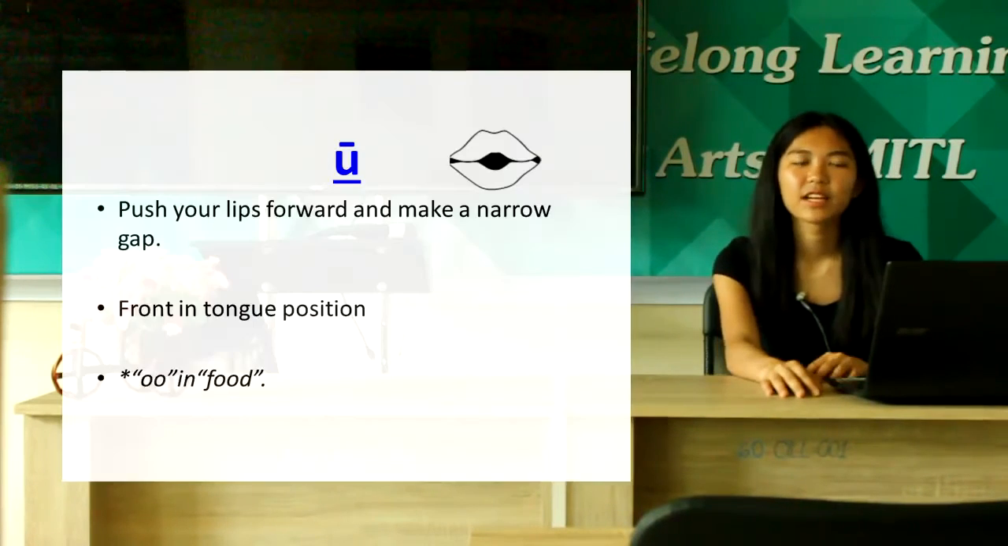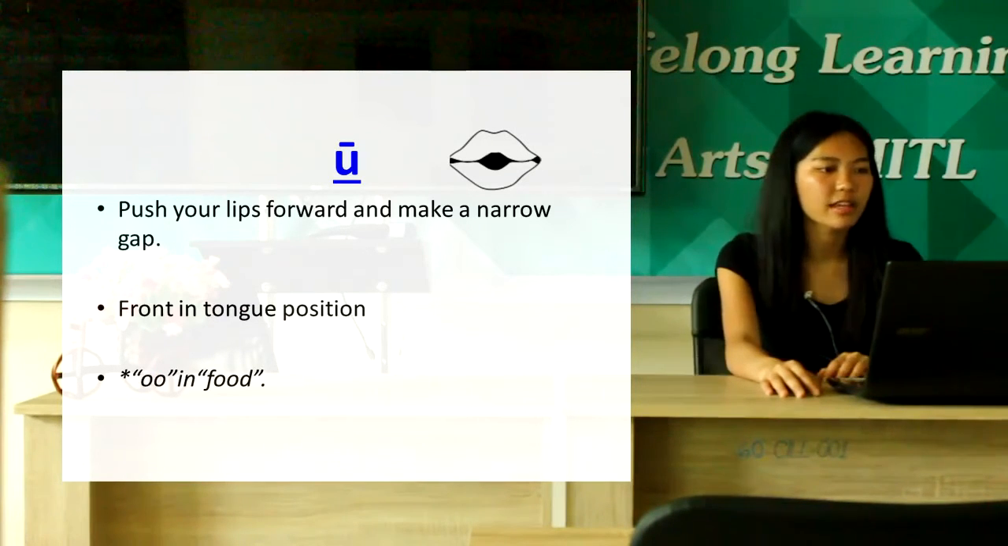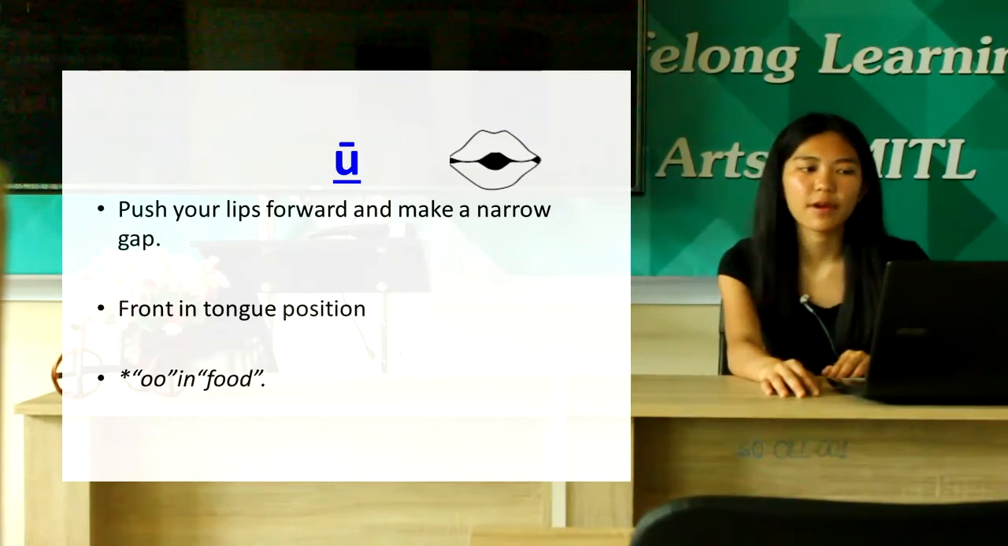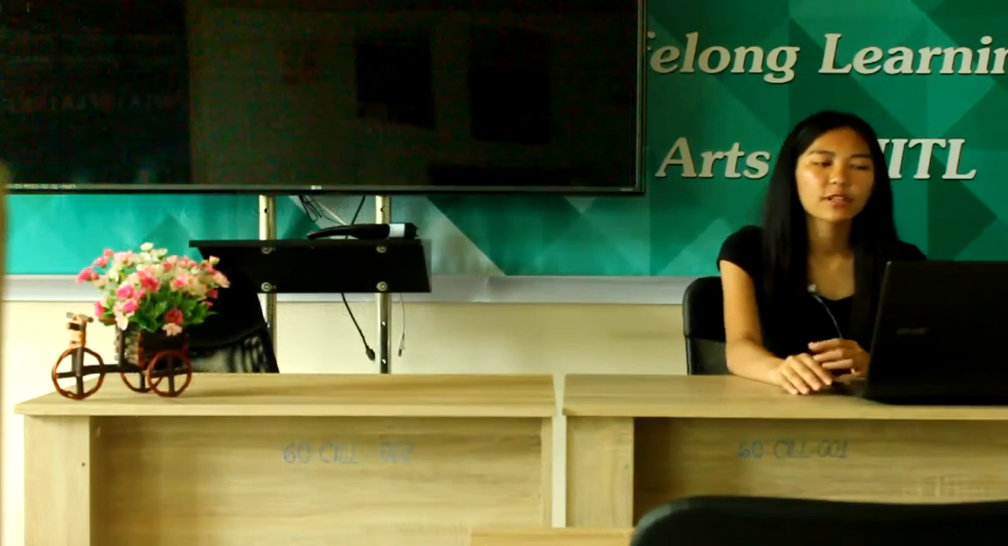The next one is wu. To make this sound, you have to round your lips again. You have to push your lips forward and make a narrow gap, so the air will come out from the gap. You might notice that your tongue will be in the front position. It's like the oo in the English word food. Food. Wu. It's like that.